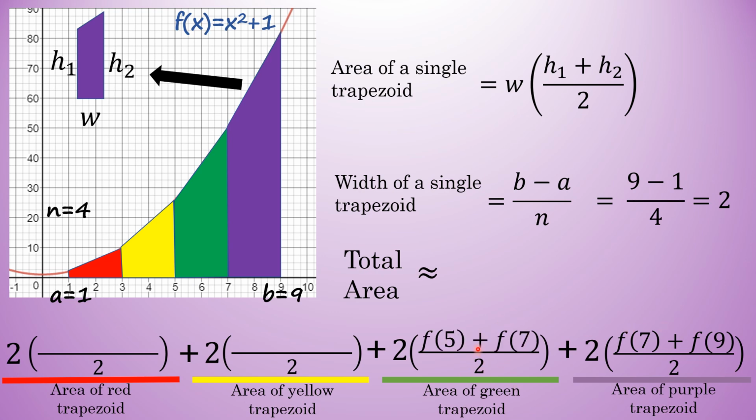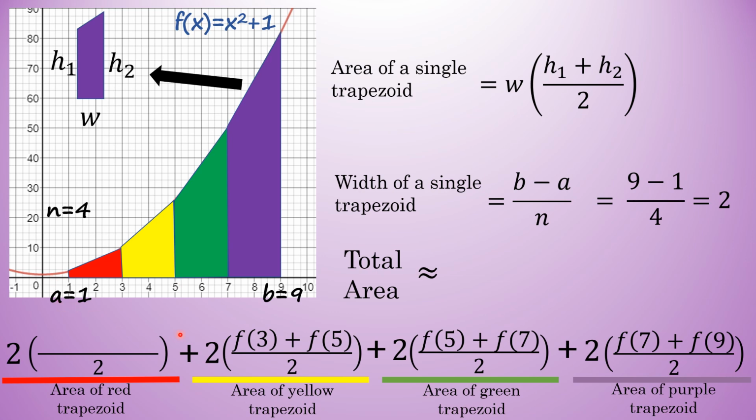How about the area of the green trapezoid? Well, the green trapezoid's first height is above x equals 5. So how high is the curve at x equals 5? We have f of 5 to describe that. And the second height of the green trapezoid, H2, is above x equals 7, f of 7. For the yellow trapezoid, the lower height, the first, leftmost height, is f of 3, and the rightmost height is f of 5.